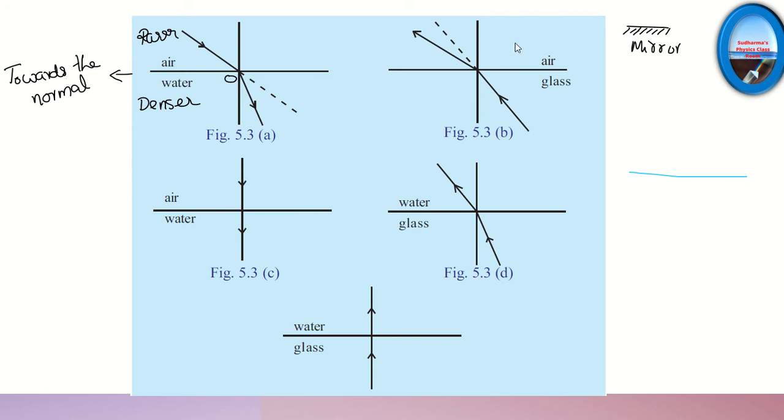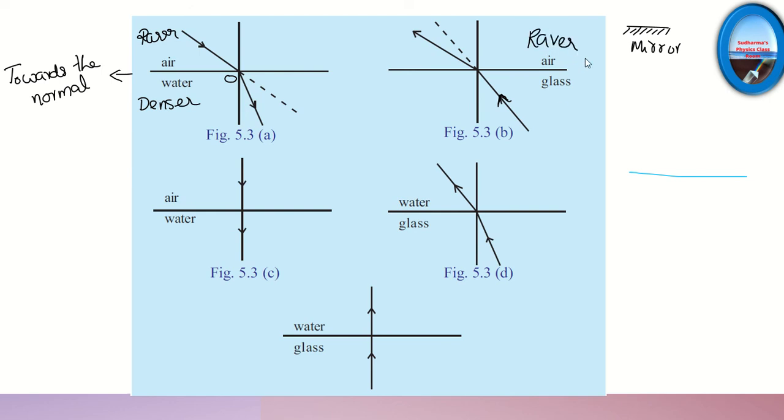Now the second diagram. See the arrows. Arrows are very important in optics ray diagrams. In the second diagram, the arrow is this way. This is coming from glass to air. So remember what is the speed of light in glass? Speed of light in glass is 2 into 10 power 8 meter per second, and in air it is 3 into 10 power 8 meter per second.